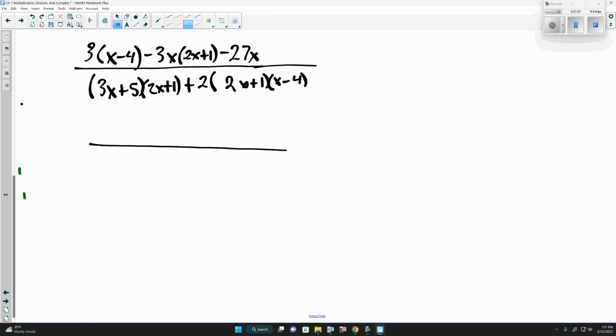Now, this part here, we're going to start distributing. So we're going to multiply through by 3. 3 times x is 3x. 3 times negative 4 is negative 12. Negative 3x times 2x is negative 6x squared. Negative 3 times 1 is going to be negative 3x minus 27x.